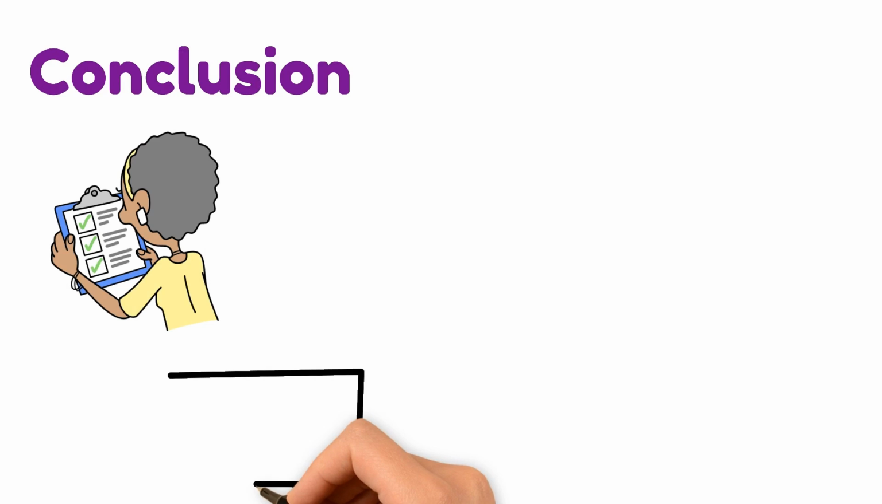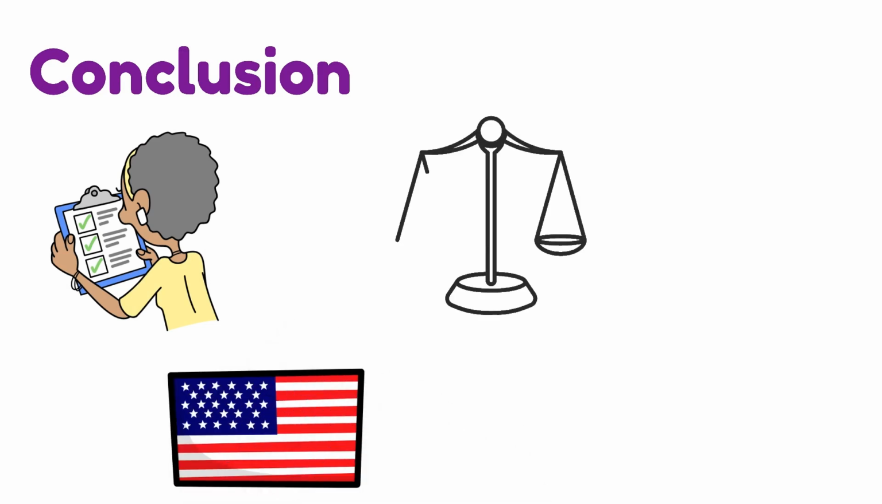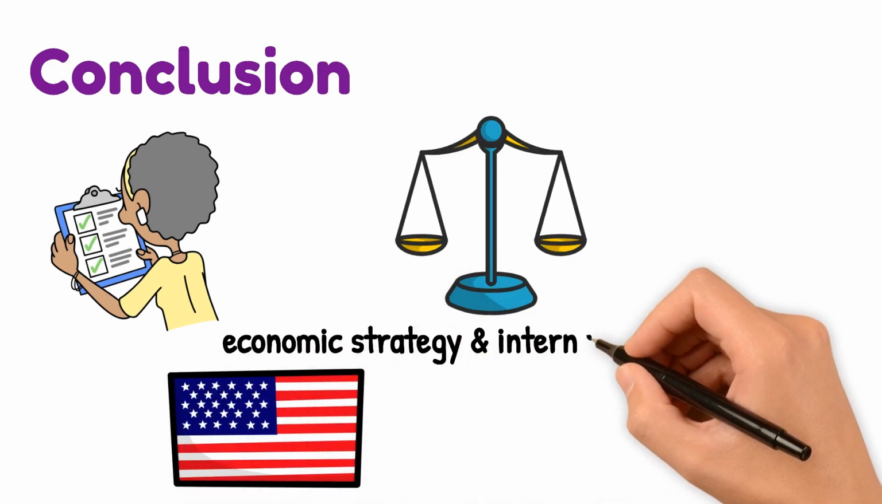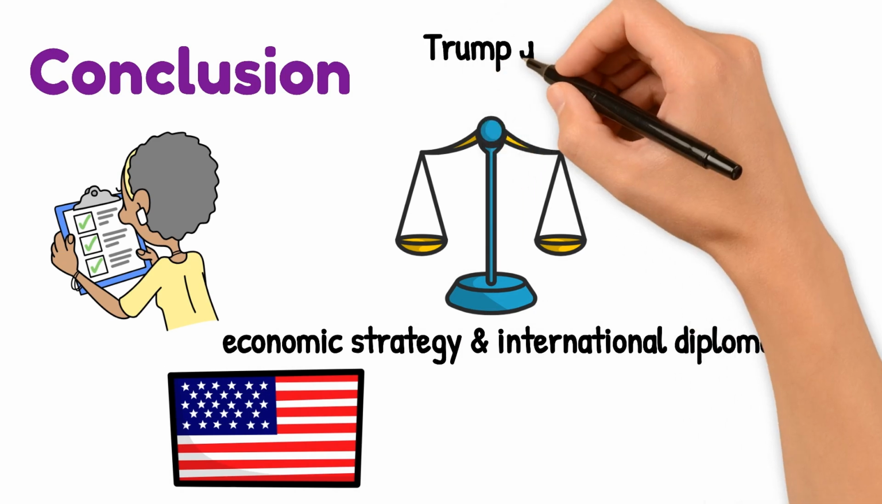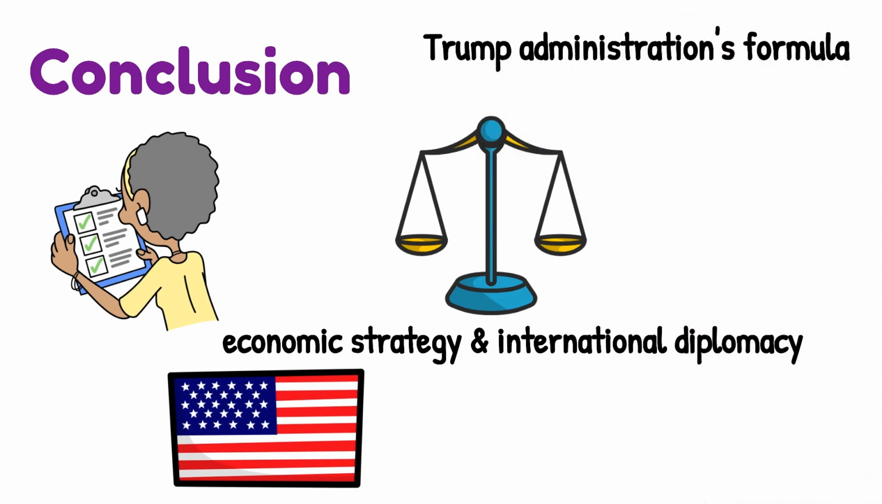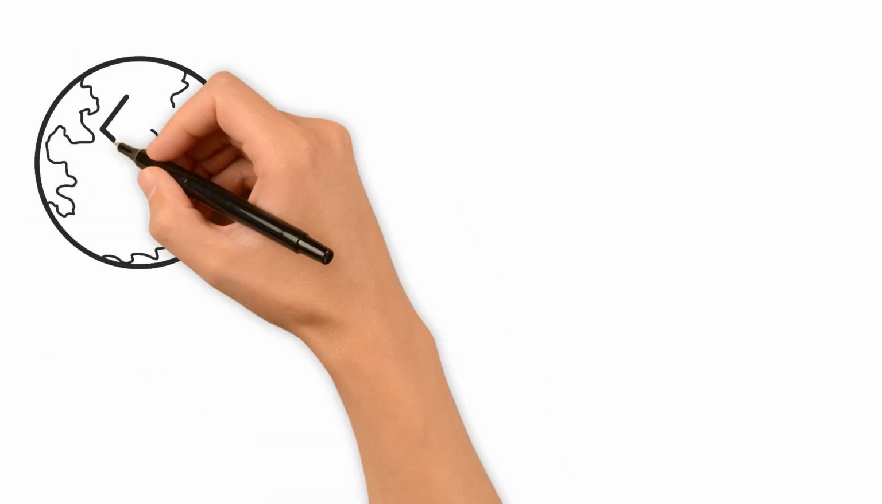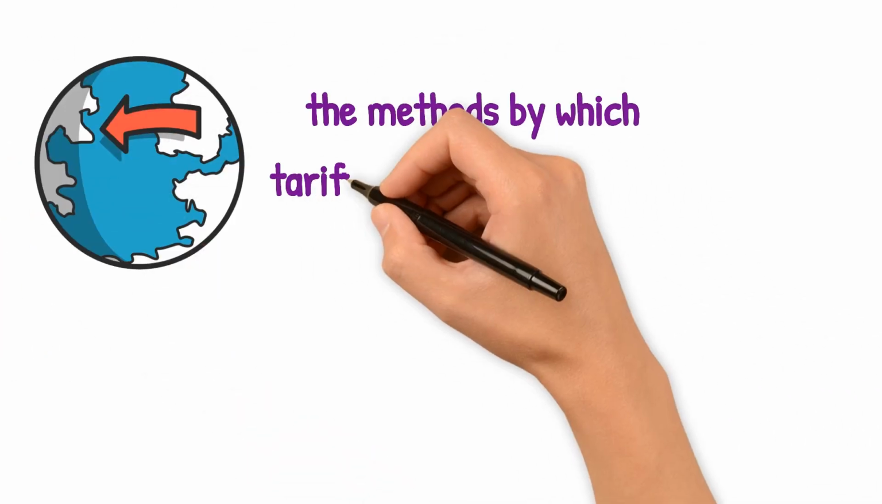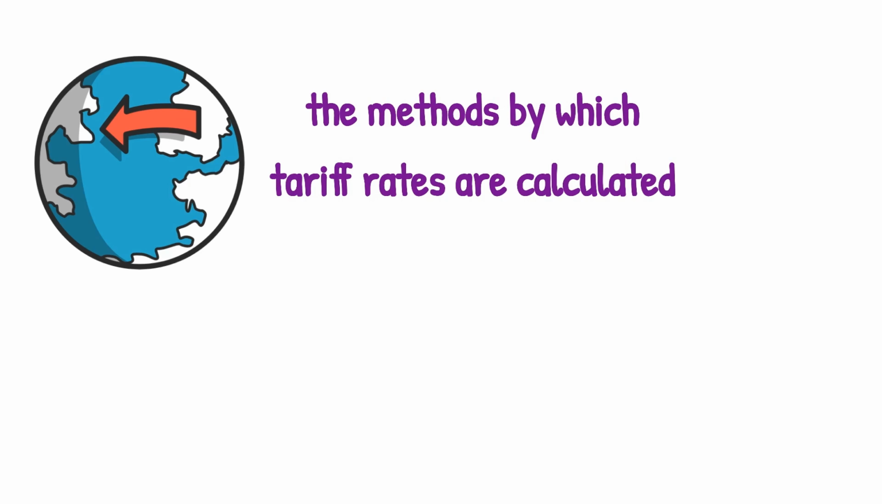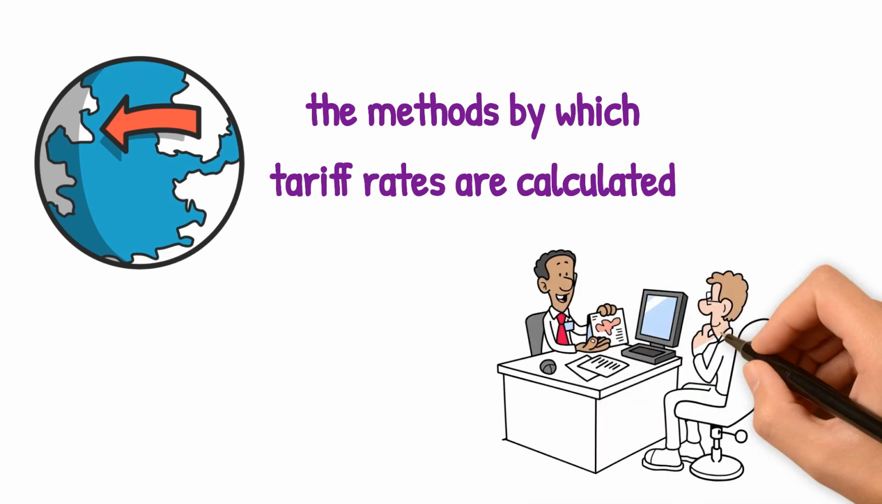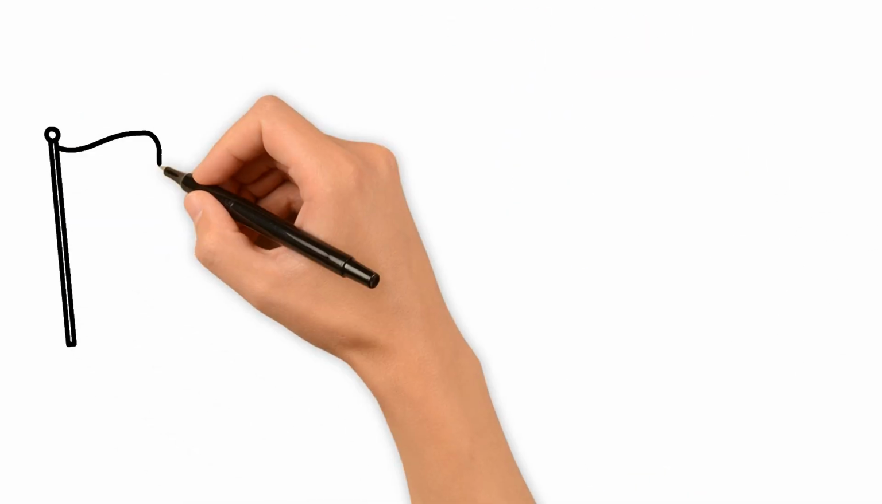Conclusion. Understanding how the U.S. determines its tariff rates reveals the intricate balance between economic strategy and international diplomacy. While the Trump administration's formula aimed to address trade imbalances, it also sparked debates about the effectiveness and repercussions of such an approach. As global trade continues to evolve, the methods by which tariff rates are calculated will undoubtedly remain a topic of significant discussion and analysis.